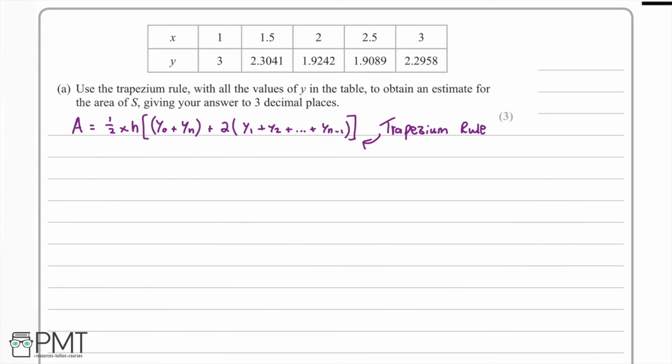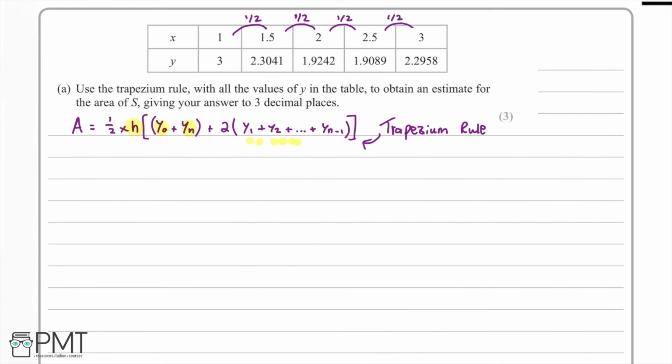So there's a few bits of information we need to be able to carry this out. So we need to work out what h is, and then we need to work out y0, yn, and all these other y's along the way. So we'll first look at how to work out h. As I said, h is going to be the width of the strips. And we can work this out by looking at the difference between each value of x given in the table. So we can see here we go from 1 to 1.5 to 2 to 2.5 and to 3. So we can see here that each difference is 1 over 2. So we're adding 0.5 each time.